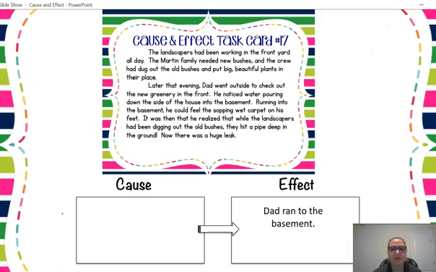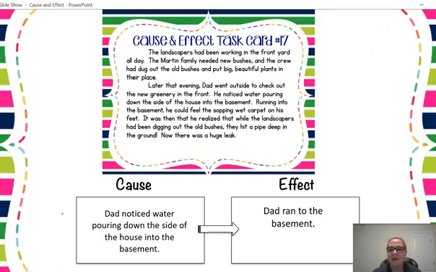Okay, so let's look at the first one here. We want to know what caused Dad to run into the basement. Well, it says, later that evening, Dad went outside to check out the new greenery in the front. He noticed water pouring down the side of the house into the basement. Running into the basement, he could feel the sopping wet carpet on his feet. So we know from paragraph 2, the reason he ran into the basement was he noticed water pouring down the side of the house and into the basement.